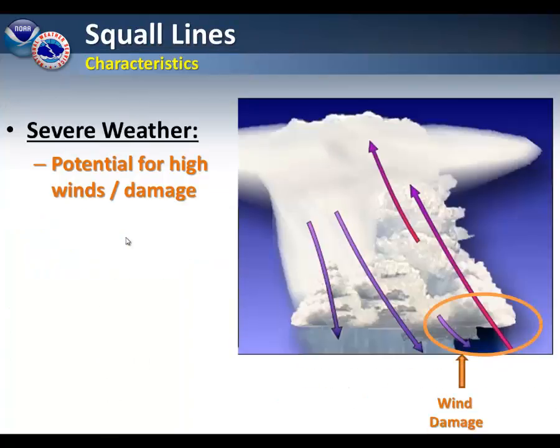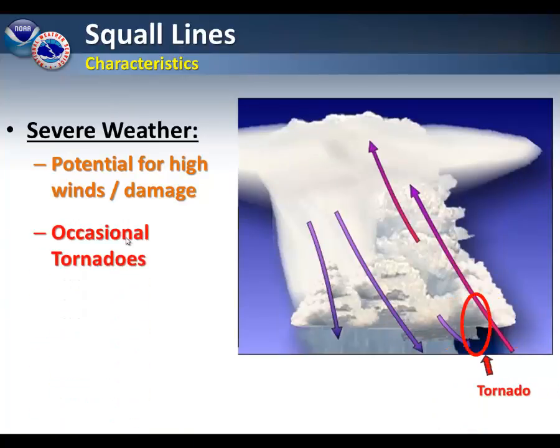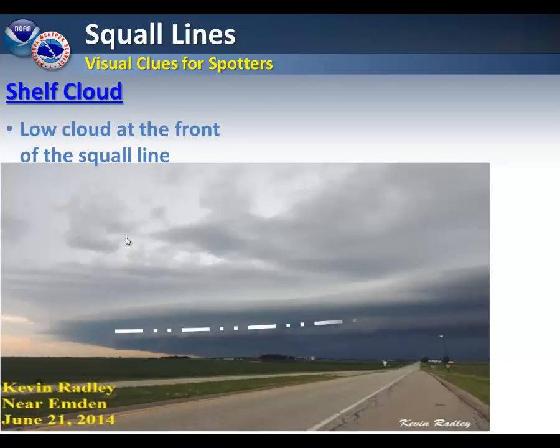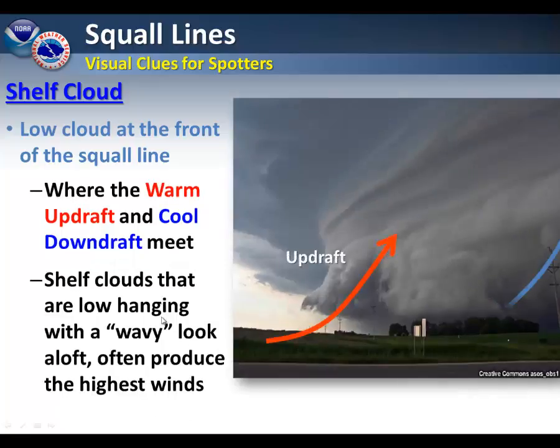With squall lines, you have the potential for high winds and damage, along with occasional tornadoes, heavy rain, and hail up to golf ball size. When you are spotting, look for a shelf cloud at the front of the squall line. This will be a low cloud that appears. This is where the warm updraft and the cool downdraft meet.